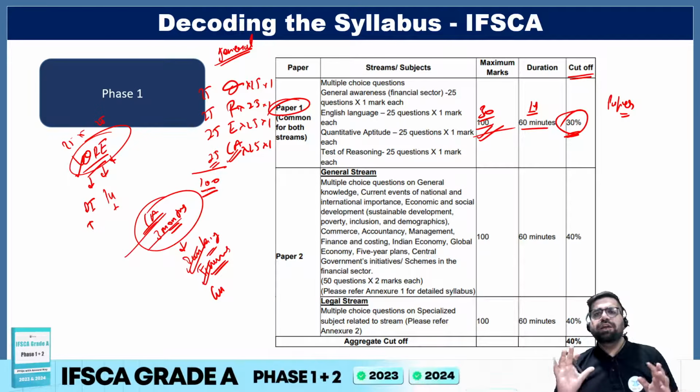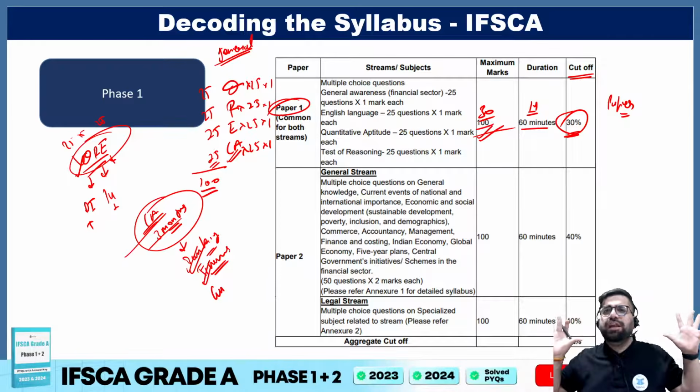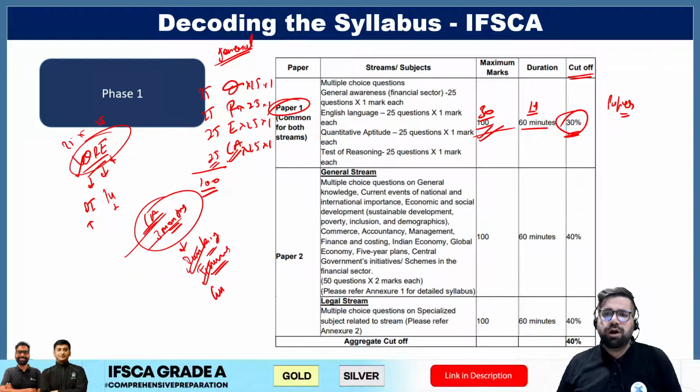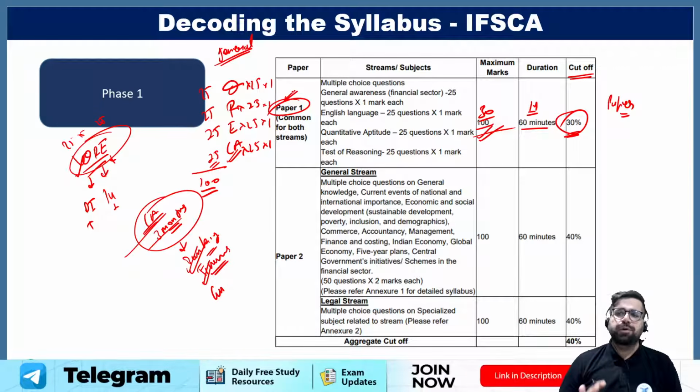Current affairs means you don't have to invest too much of your time, right? But if you do current affairs, it will help you in paper 1 and it will also help you in paper 2. I will let you know how. But if you have to clear paper 1, it's not a big task. Why? Because you just have to get 30.